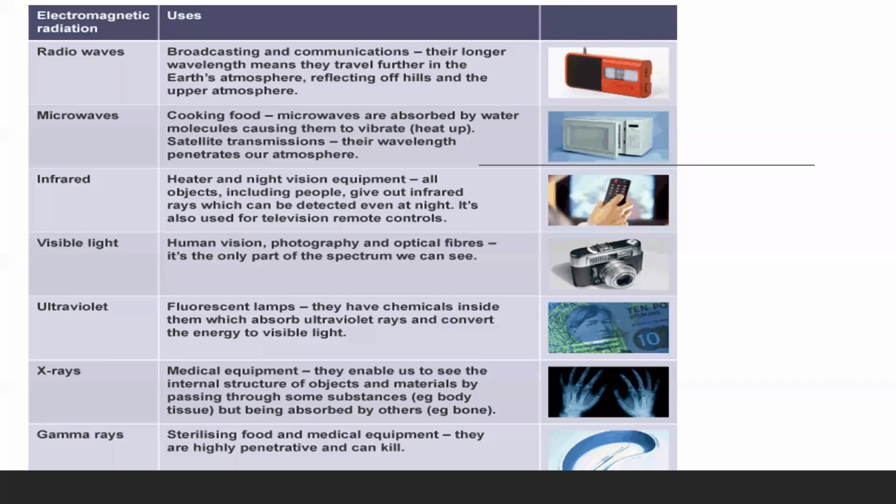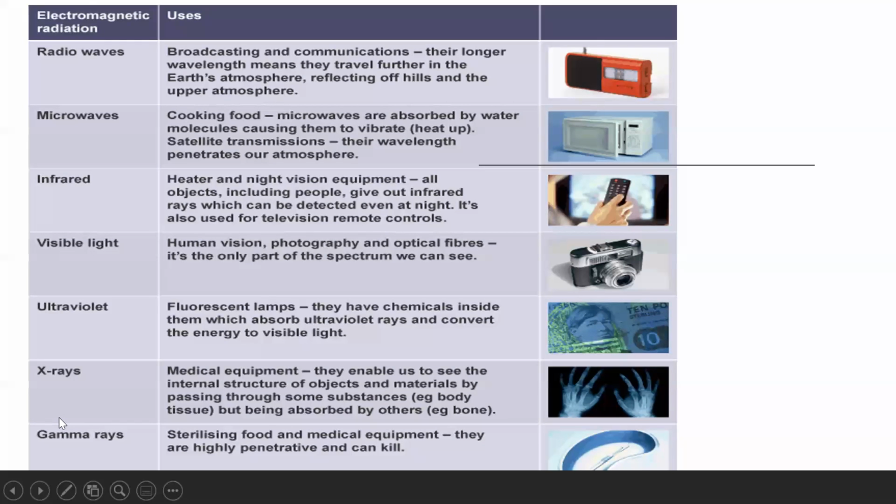Glowing, yeah. They are fluorescent. So when you take it out to the sun, what happens? It will absorb the ultraviolet. And after some time, it will convert that ultraviolet to visible light and give it out. So you can see it glowing. So, ultraviolet rays are used in fluorescent lamps, and also X-rays.